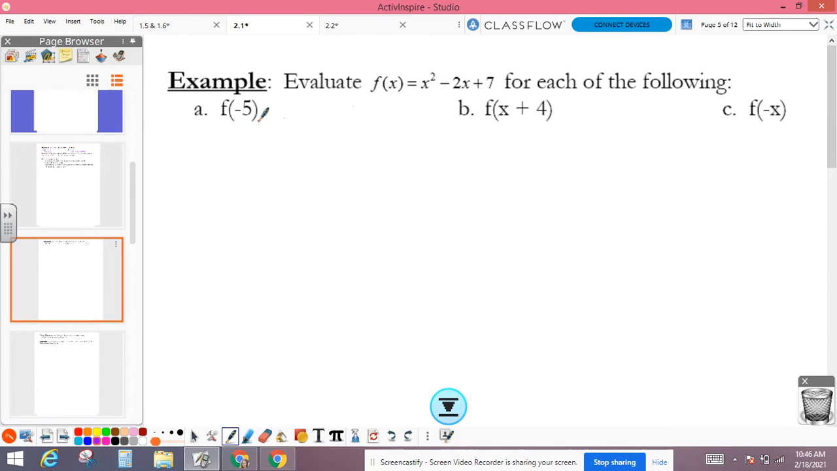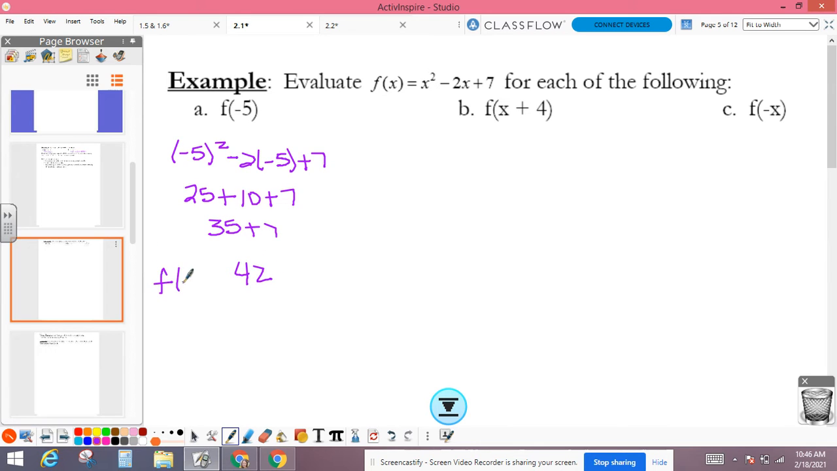All right, so to be able to evaluate a function, can you plug in a value? So I want f of -5. That just means wherever there's an x, I put in a -5. This lesson is, in my opinion, kind of a hodgepodge of random information. Can you work with functions? Can you recognize functions? Those kinds of things. All right, so this is 25 plus 10 plus 7. So 35 plus 7, so 42.